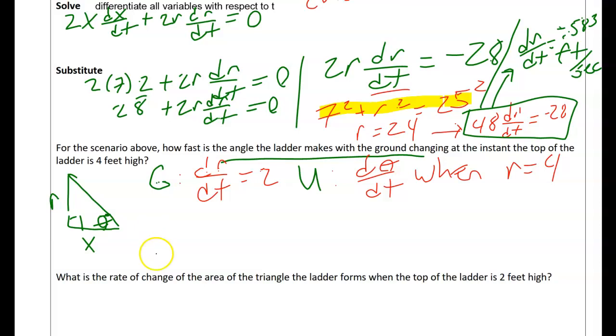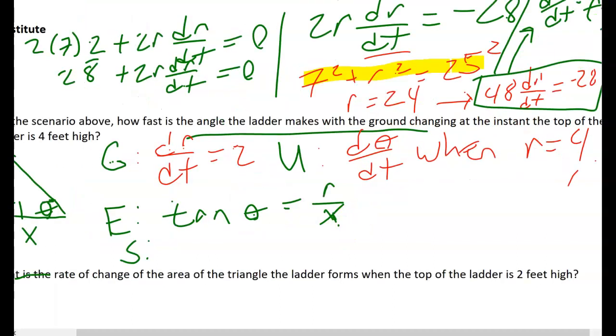And then my equation, well, my equation needs to relate theta, r, and x, right? So here I need to use a trig function because I have an angle and two sides of a right triangle. So I'm going to use tangent, and tangent is opposite over adjacent. That's why I picked it. So here's where these trig functions come back. It'll be tangent of theta equals r over x.